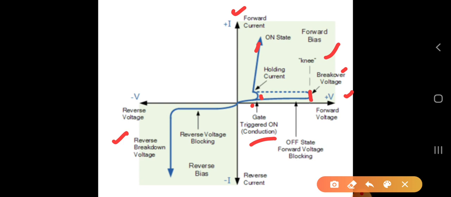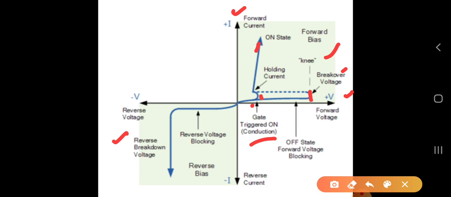What happens in the reverse bias condition, when the anode is negative with respect to the cathode? In the reverse bias condition, the supply voltage given to the anode and cathode is reversed. Reverse means we give the negative to the anode terminal and the positive to the cathode terminal of the voltage supply. Now we get a curve like this.